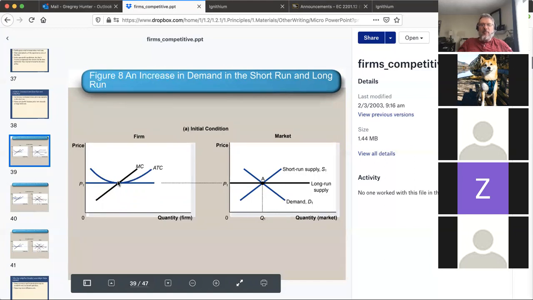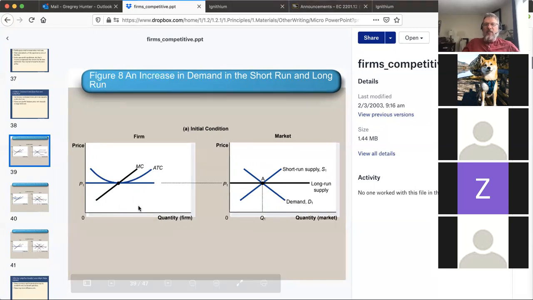This is the firm level initial condition, because it shows the price and the marginal revenue. The firm's making its profit, but it's making zero profit. We're in a long run equilibrium. So this is the equilibrium in the long run at the firm level and the market level.